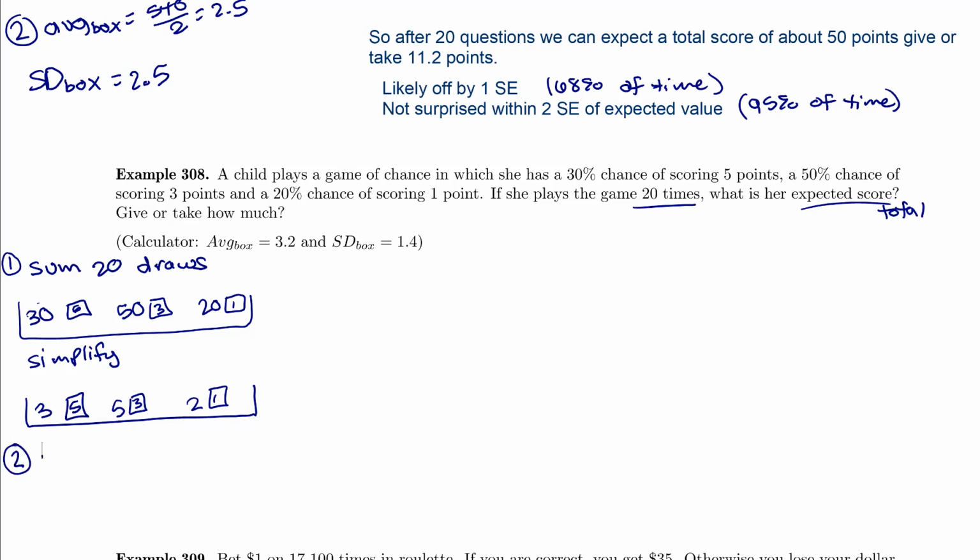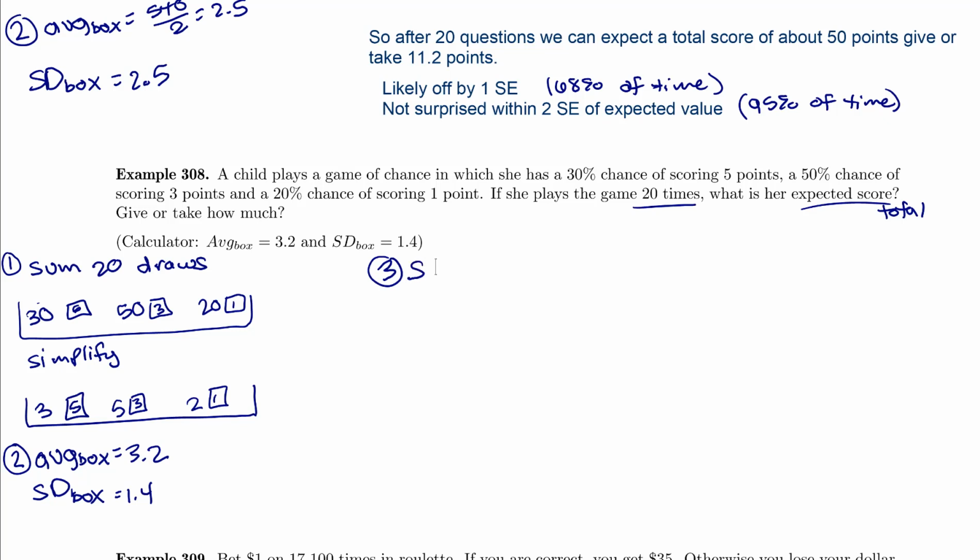So step 2, I used my data analyzer. My average on my box equals 3.2. My SD of the box equals 1.4. If I didn't simplify, it would have taken a really long time to type in 35. So that's why I wanted to simplify.